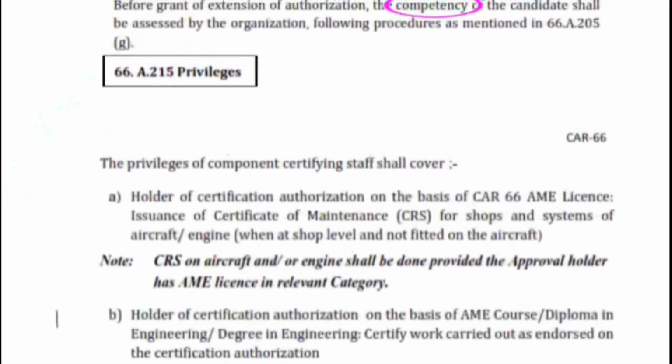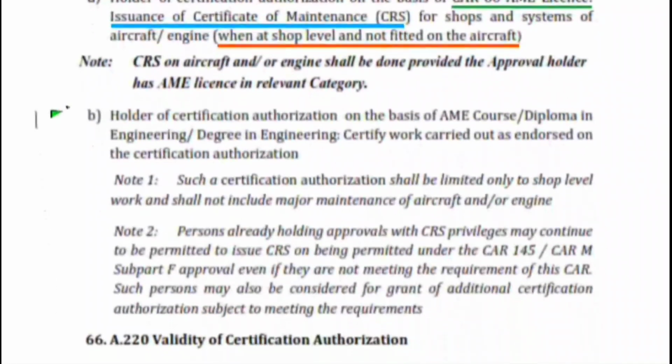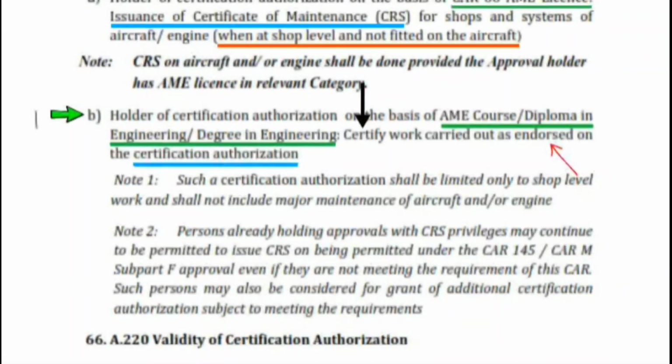Privileges. Let us see what the privileges of a component certifying staff are. If an AME license holder becomes a component certifying staff, he can issue certification of maintenance only at a workshop level, not for a component fitted on an aircraft. This point we have discussed in the beginning of the subpart. Point B. If an AME course, degree or diploma holder becomes a component certifying staff, he will certify only for that component which is added to his authorization. Now these certifications are at a workshop level and do not include any major maintenance of aircraft and engine.